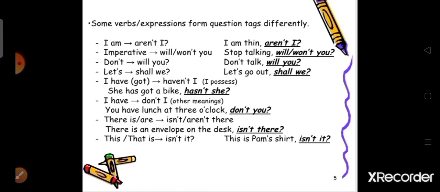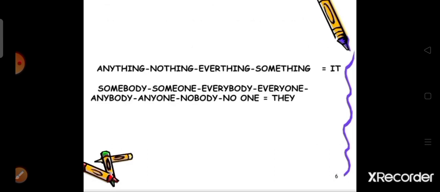That is or there are: we use isn't or aren't there. Okay. There is an envelope on the desk, isn't there? For this or that we should use isn't it. For this and that we should use only it. This is Pam's shirt, isn't it? And anything, nothing, everything, something: in these words we should use it. Somebody, someone, everybody, everyone, and anybody, anyone, nobody, no one: we should use they.